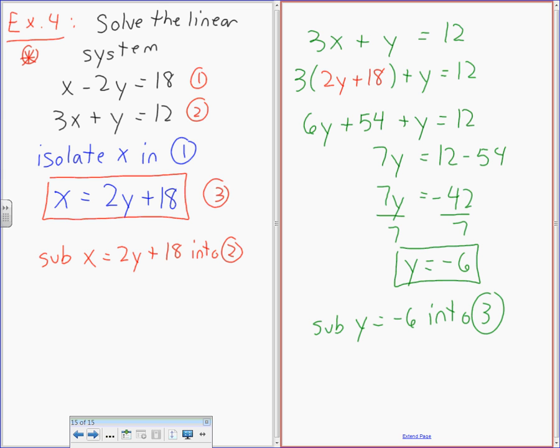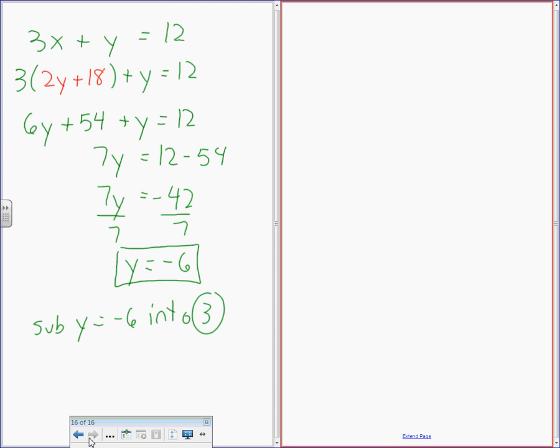So x was supposed to equal 2y plus 18. 2 times negative 6 plus 18, which is negative 12 plus 18, x equals 6. Well, that's convenient.